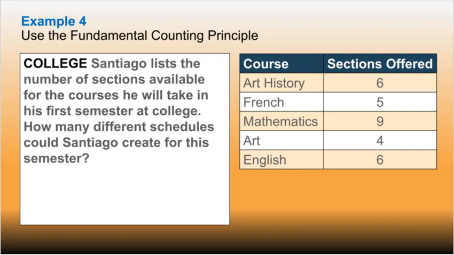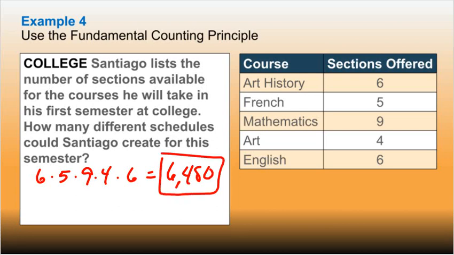So it says Santiago lists the number of sections available for the courses he will take in his first semester at college. How many different schedules could Santiago create for this semester? So we have the sections offered for each of the courses. So that's 6 times 5 times 9 times 4 times 6. If you were to multiply all those together, 6 times 5 is 30, times 9 times 4 times 6. This gives us 6,480. So he has 6,480 ways he could have his schedule created.